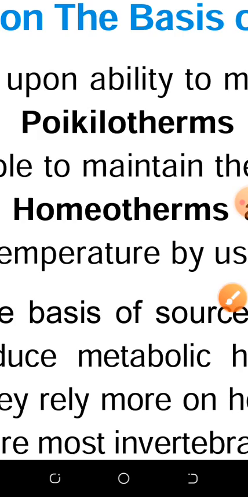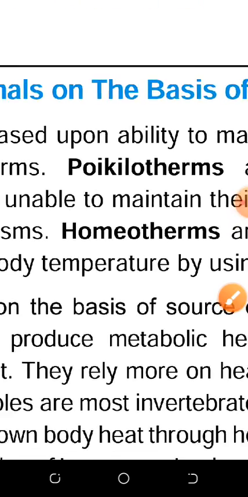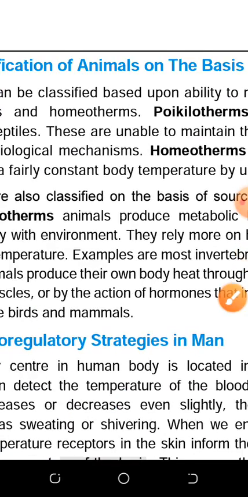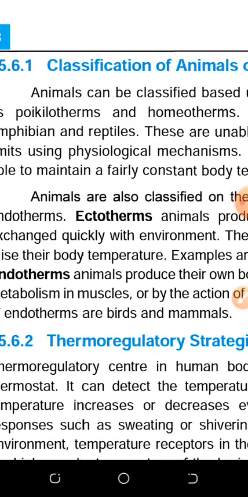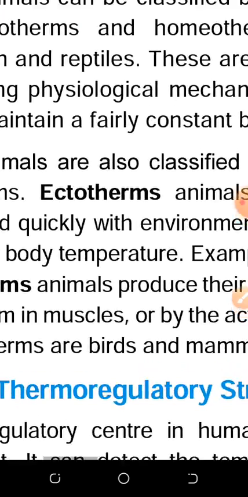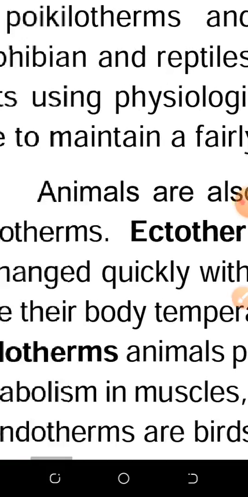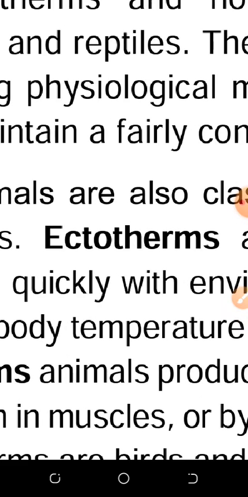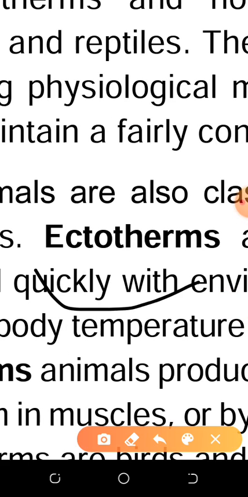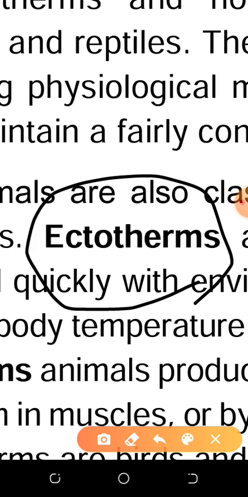This is one type of classification, warm-blooded and cold-blooded. So we are basically warm-blooded and we can maintain the temperature. Another type of classification of animals is a little different, though similar: ectotherms. They are less developed animals, just like poikilotherms, just like cold-blooded animals, which cannot maintain their body temperature.